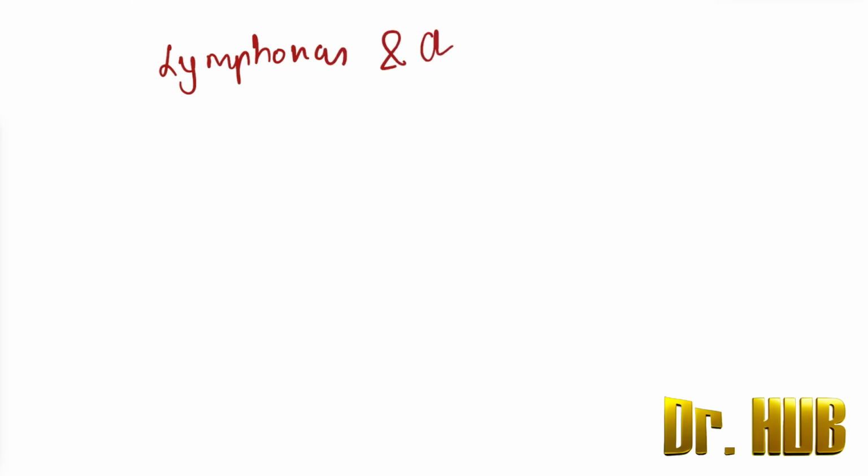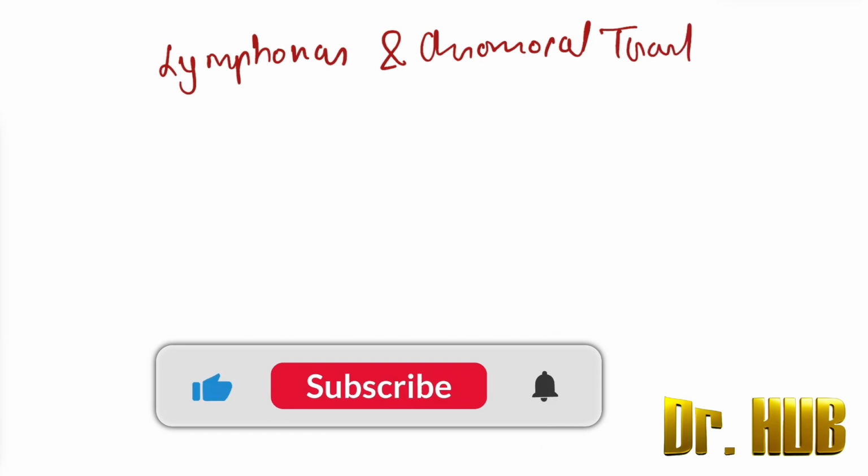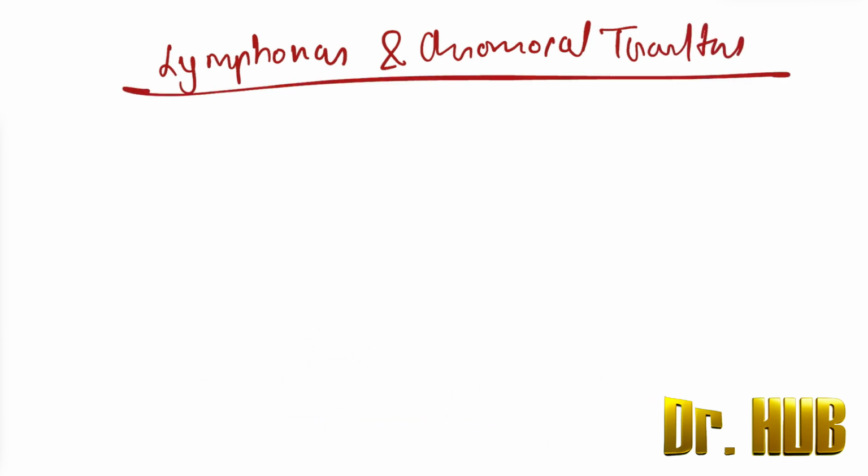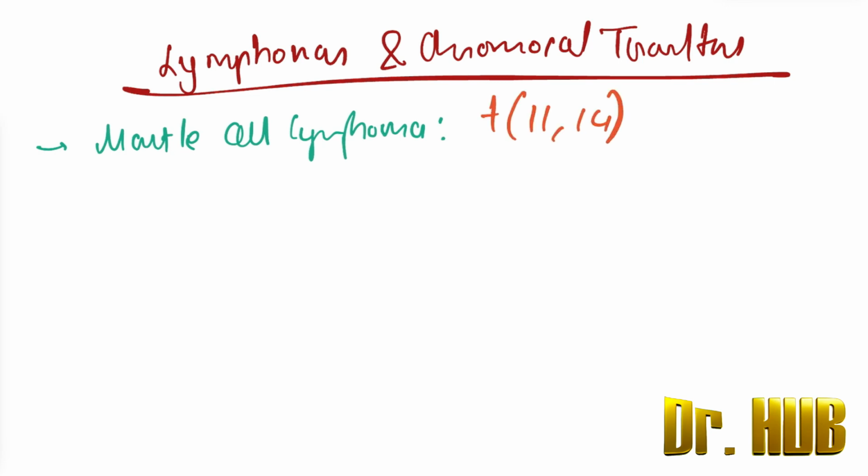Today we'll look at the lymphomas as well as the chromosomal translocations. So what is present here? We look at the lymphoid neoplasms. That is, there is a mantle cell lymphoma. Under the mantle cell lymphoma, the characteristic involves t(11;14), and this is the mantle cell lymphoma.